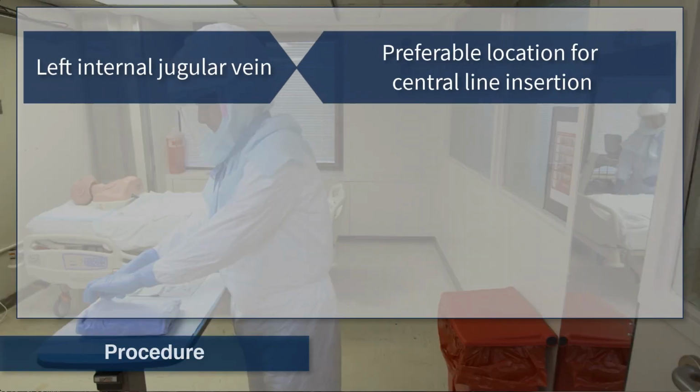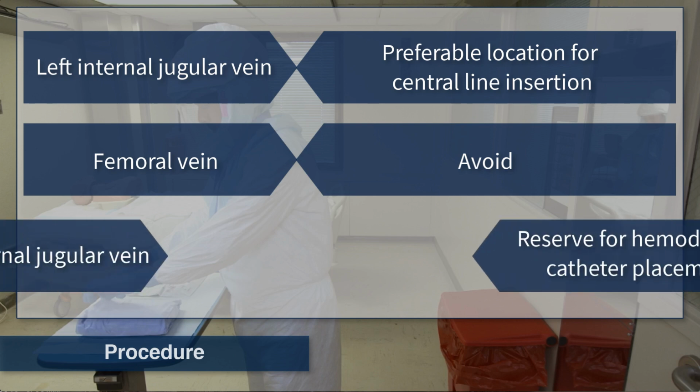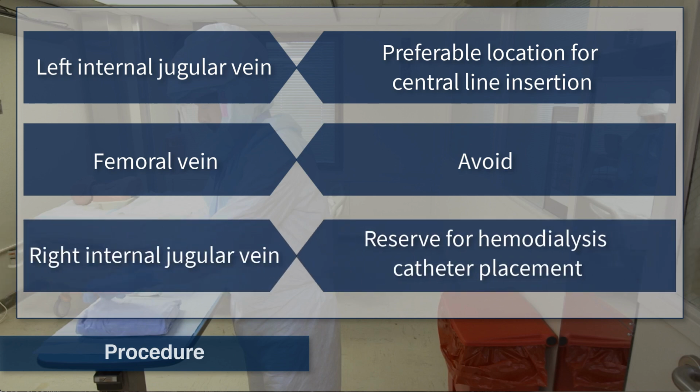Use of the left internal jugular vein for central line placement is preferable given the higher rate of new pneumothoraces associated with subclavian lines. It is also easier to apply pressure to the internal jugular site if bleeding occurs. The femoral vein should be avoided due to the concern for contamination. The right internal jugular is ideally reserved for the placement of hemodialysis catheters if necessary.